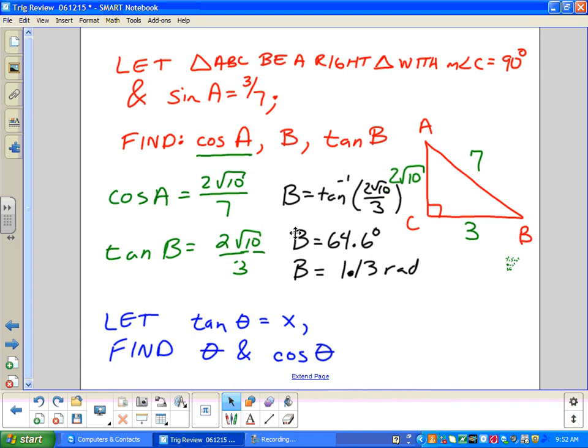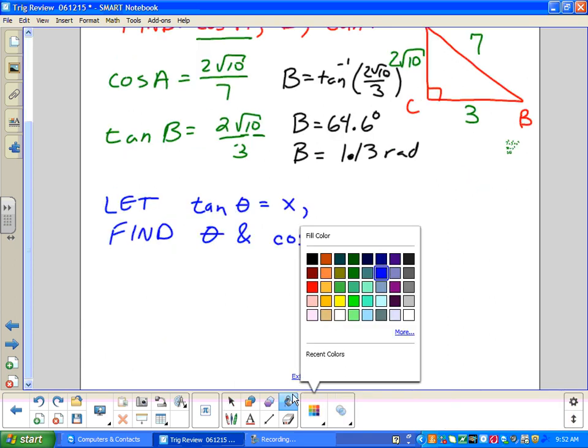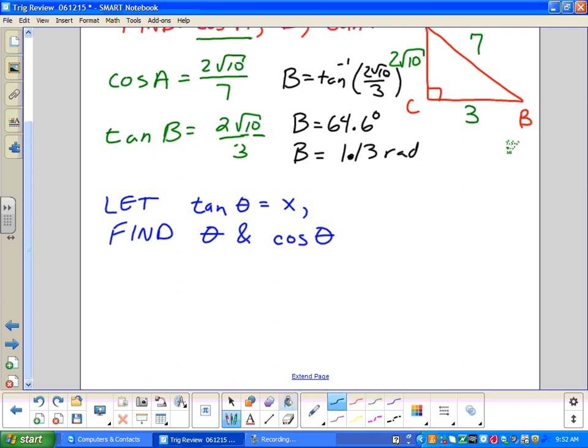Let tangent theta equal x, and find theta and cosine. Okay, so again, I'll draw a triangle.